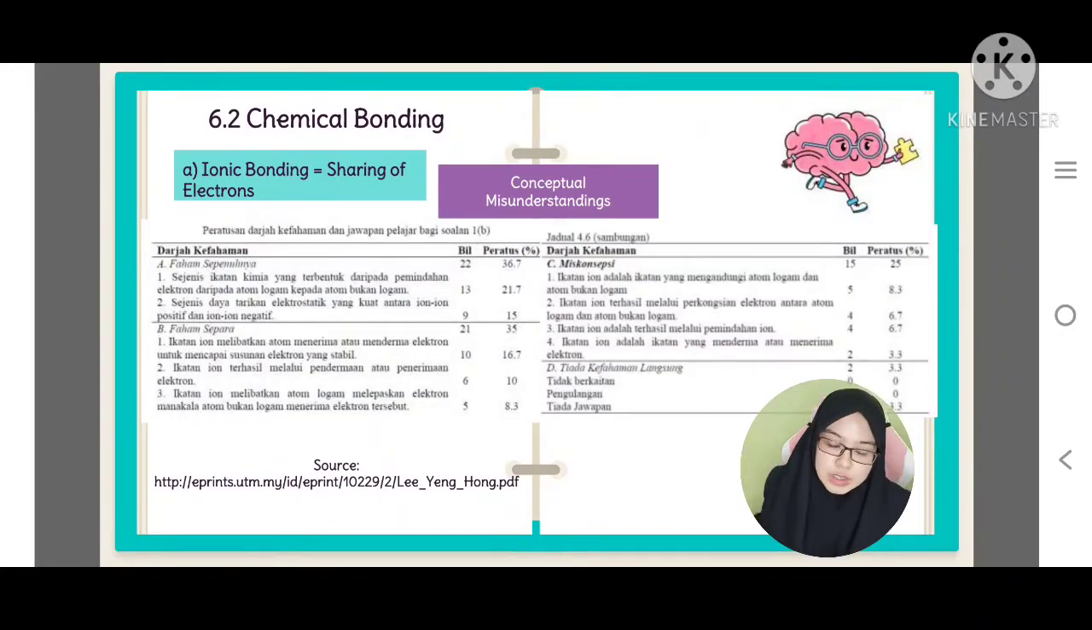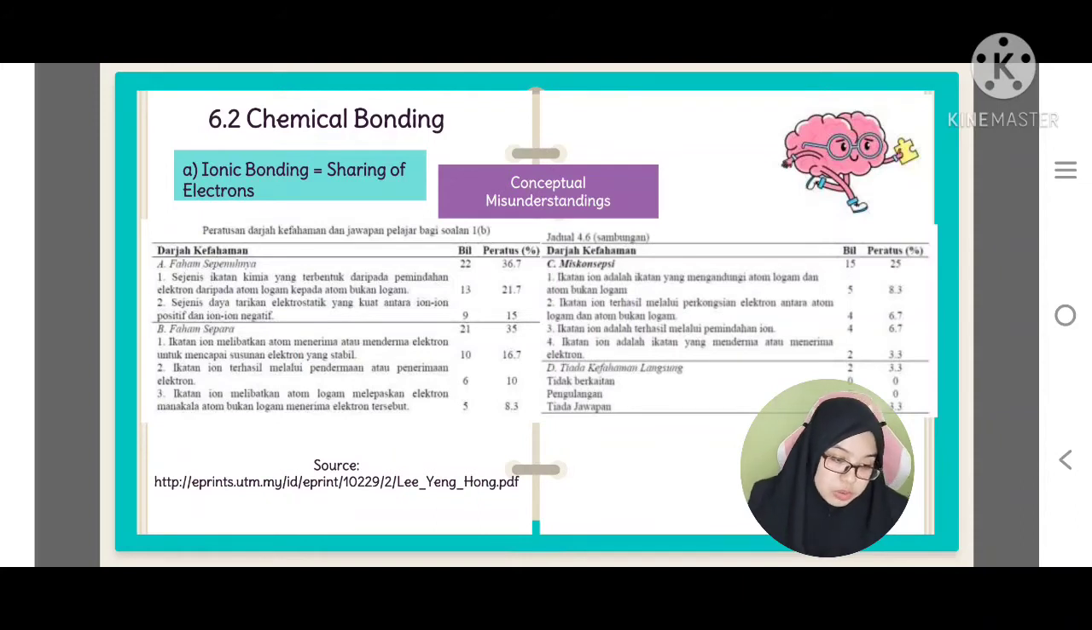Okay guys, so the second misconception is focusing on chemical bonding. The first one is the misconception that ionic bonding is equal to the sharing of electrons. Is it true? No, right? It is the transferring of electrons. Okay, so here the article in Malaysia that I found, they conducted a study in a school among Form 4 students.